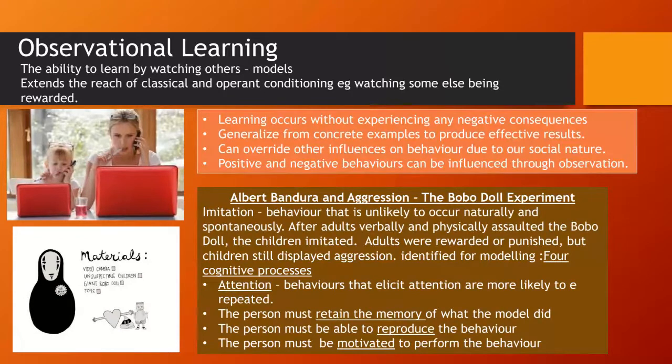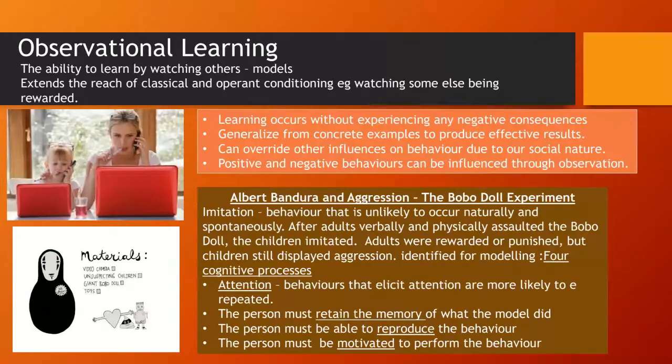In some cases, the adults were rewarded once they beat and hit and kicked the Bobo doll, or sometimes they weren't. They were punished. But regardless of that, the children saw it and still displayed aggression. Whether the adult was rewarded or punished, the behavior was imitated by the child, although it was imitated more often when the adult had been rewarded. But regardless of that, the actual behavior of aggression was imitated. And in order to be imitated, there are 4 processes that need to happen. Obviously, it's a behavior that's got to grab our attention.